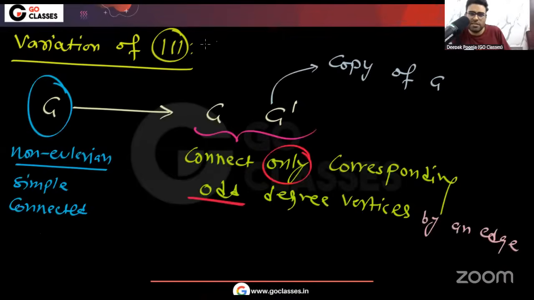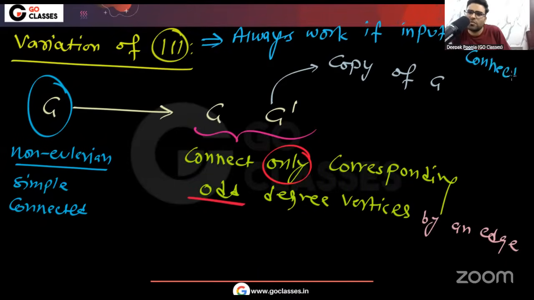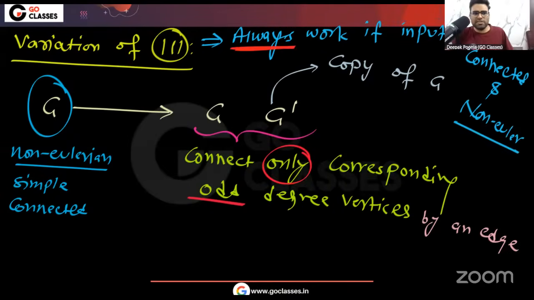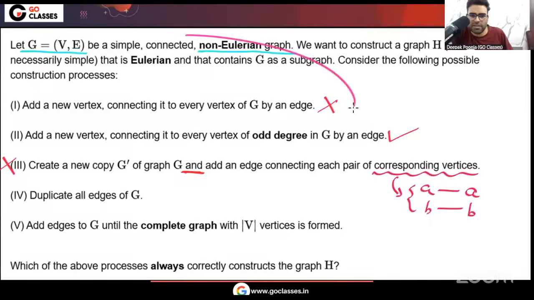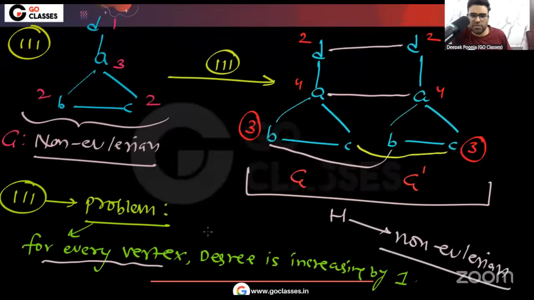So actually this is the way this variation will work. This is what I'm saying: this variation will always work if the input graph is connected and non-Eulerian. Okay, is this clear? Please tell me, did you understand? This is a very nice, beautiful variation that we have created. This variation is not there in the options. In the AIMT one, I did not give this variation. But did you understand this variation of third?